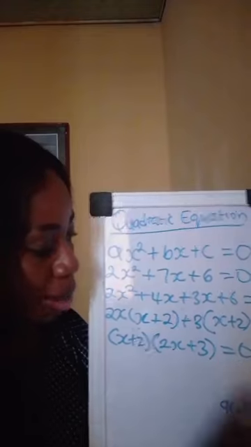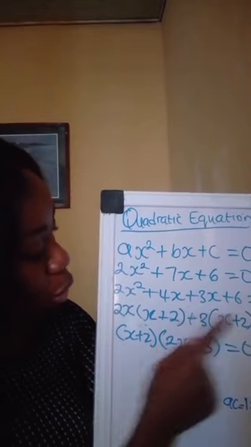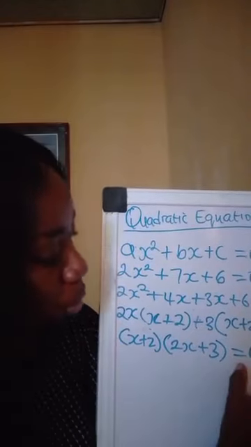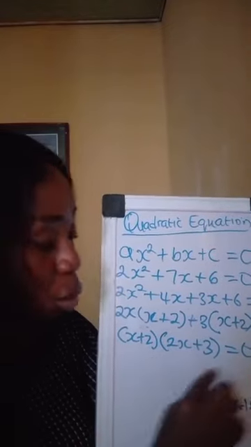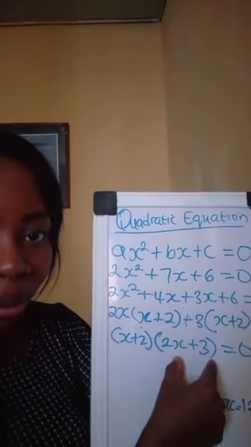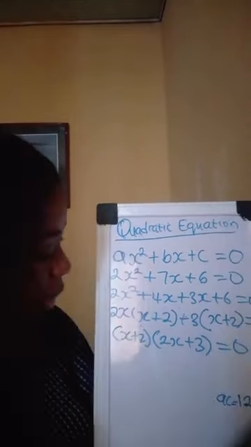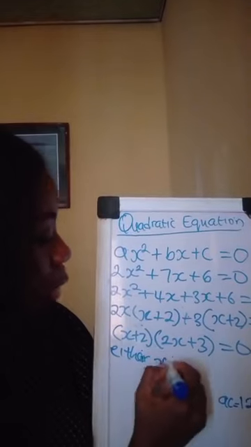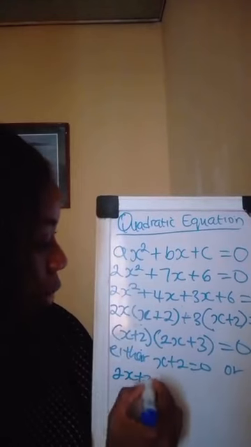Okay? So for this equation to be true, it means if x plus 2 into bracket 2x plus 3 is equal to 0, then either x plus 2 is equal to 0 or 2x plus 3 is equal to 0. If x plus 2 is equal to 0, this expression will be true because 0 times anything is 0. If 2x plus 3 is equal to 0, then this expression will be true because 0 times anything is equal to 0. So let's go. Let me write it there: either x plus 2 is equal to 0 or 2x plus 3 is equal to 0.